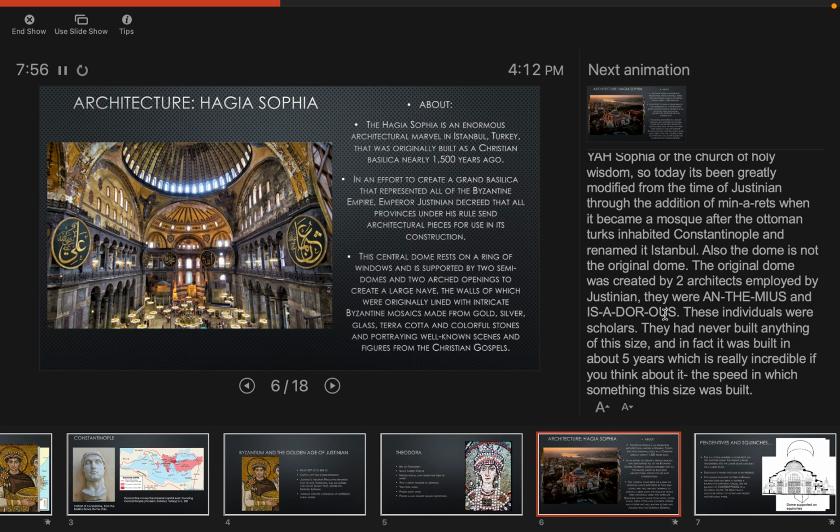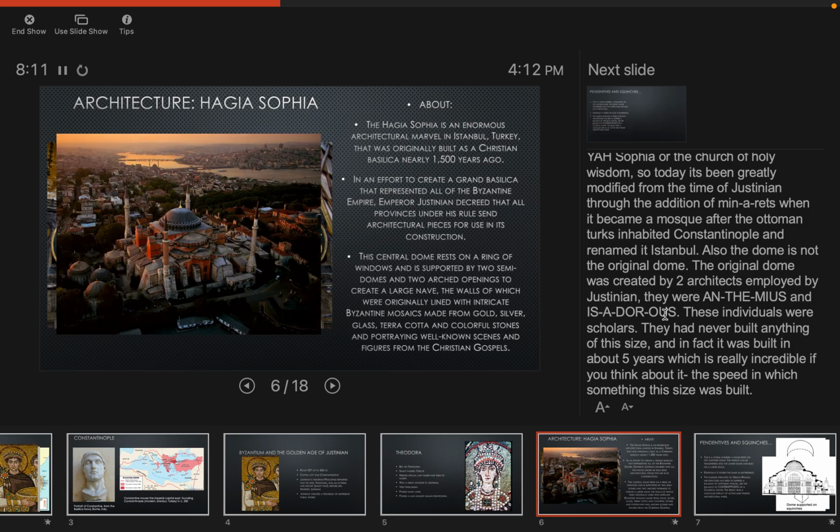They were named Anthemius and Isidorus. These individuals were scholars. They had never built anything of this size before, and just giving you an example of how huge the structure is. But in fact, it was built in 5 years, which is really incredible if you think about it, the speed in which something this size was built.